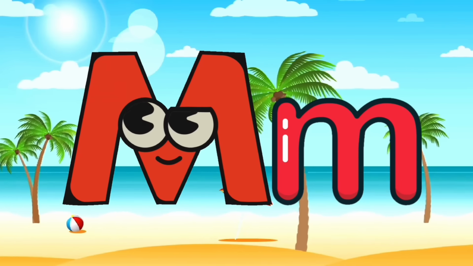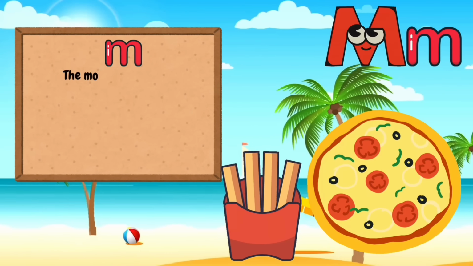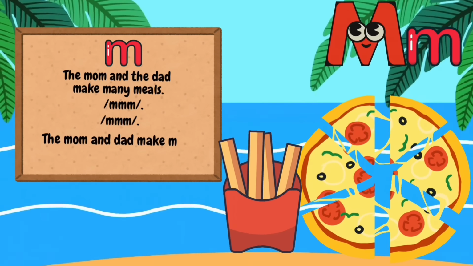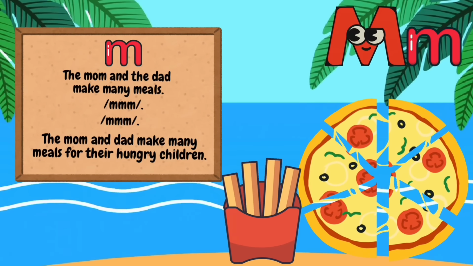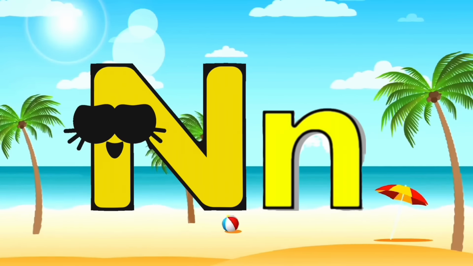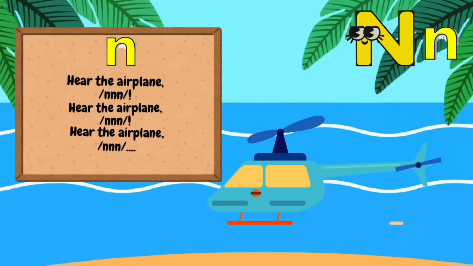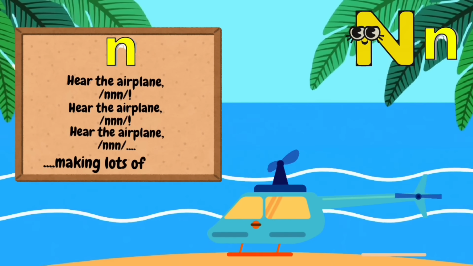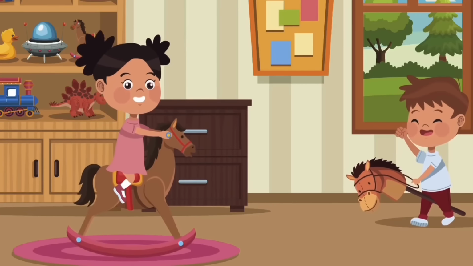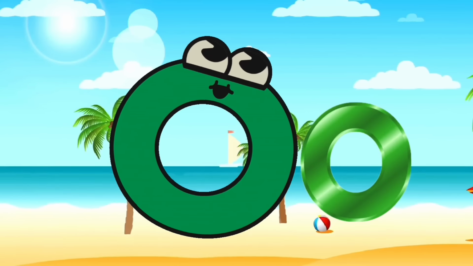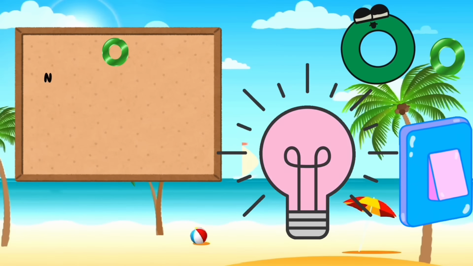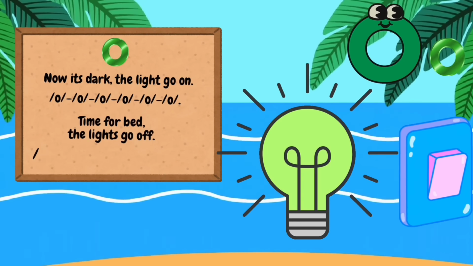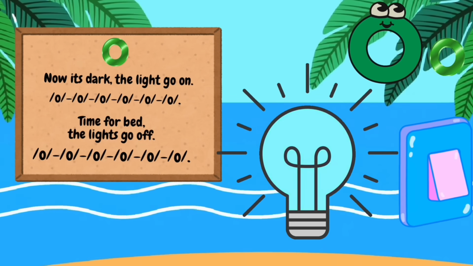M, m. The mom and dad make many meals for their hungry children. N, n. Hear the airplane making lots of noise. O, o. Now it's dark, the lights go on. Oh, oh, oh, oh, oh. Time for bed, the lights go off. Oh, oh, oh, oh, oh.